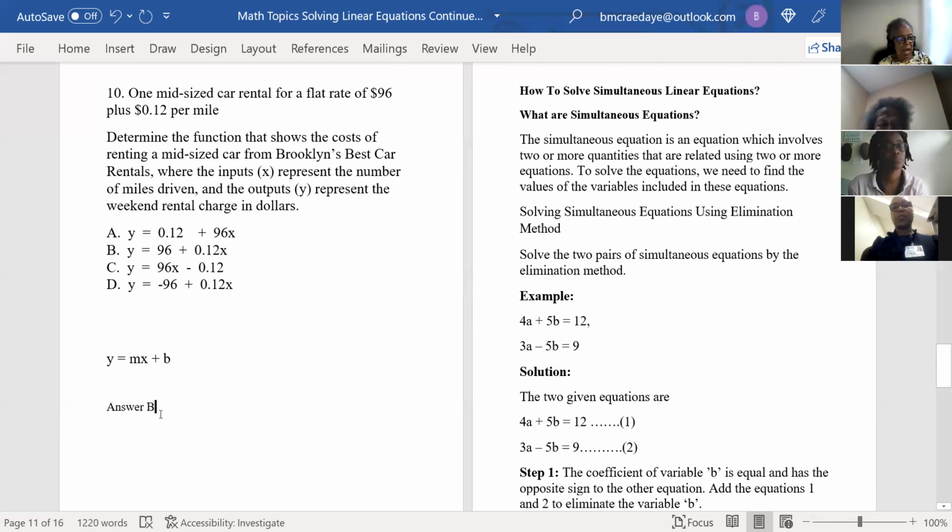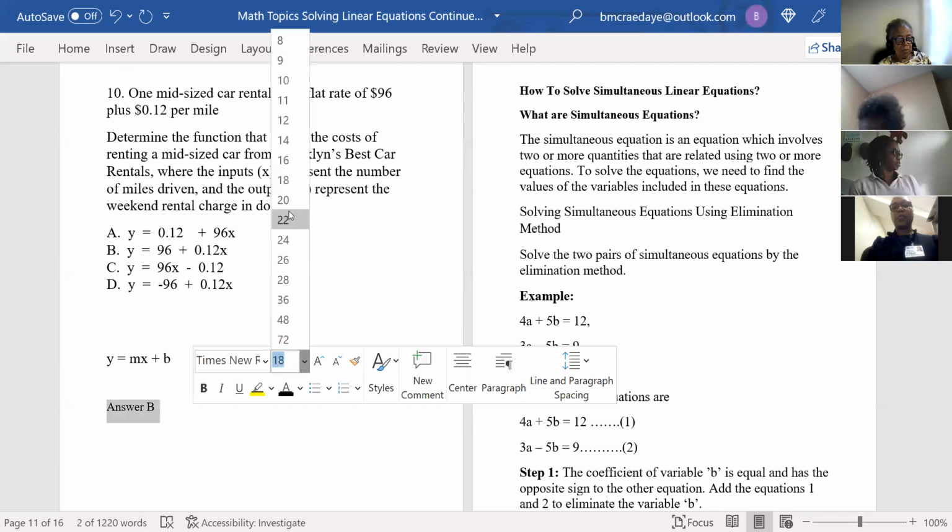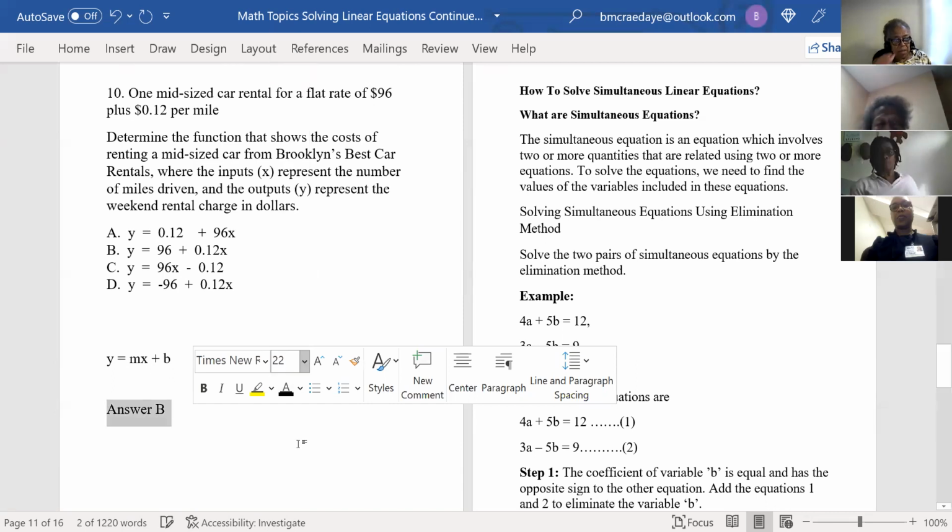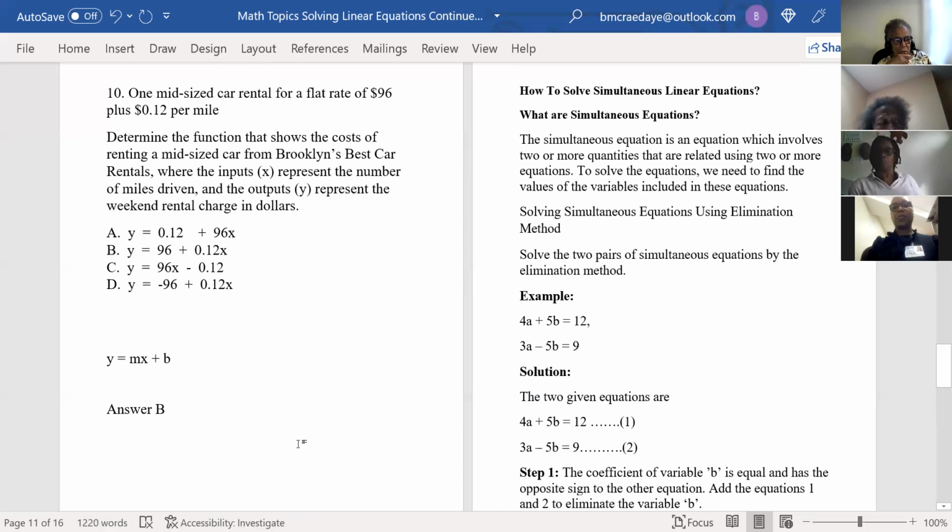See, it's in the format y equals mx plus b, where m is the slope. M is the rate of change, 0.12 amount per mile. And then the 96 is the constant, or the y-intercept. So it can only be B. Remember, you'll have several equations in that format. Just remember, your slope is your rate of change, and it's the coefficient of your X. That's the number in front of the X. Questions?